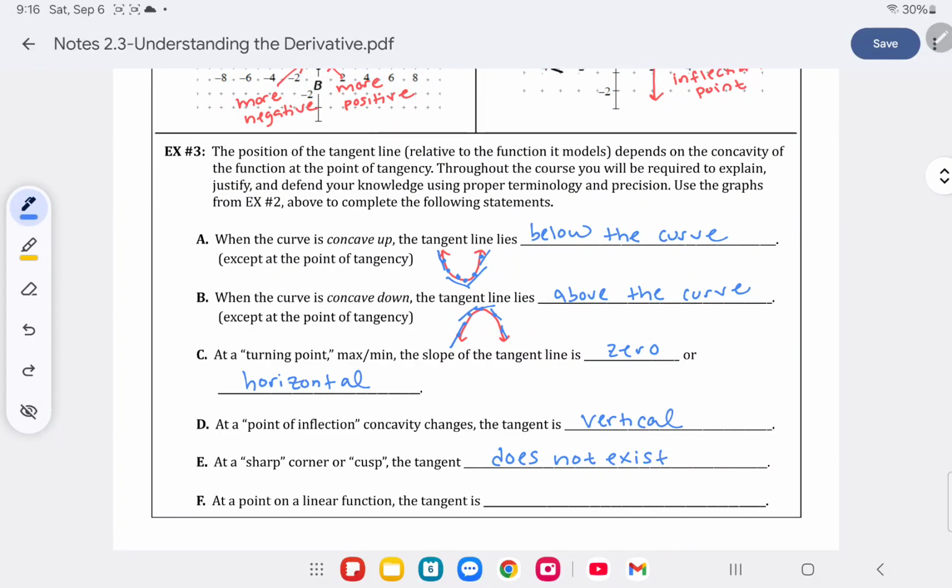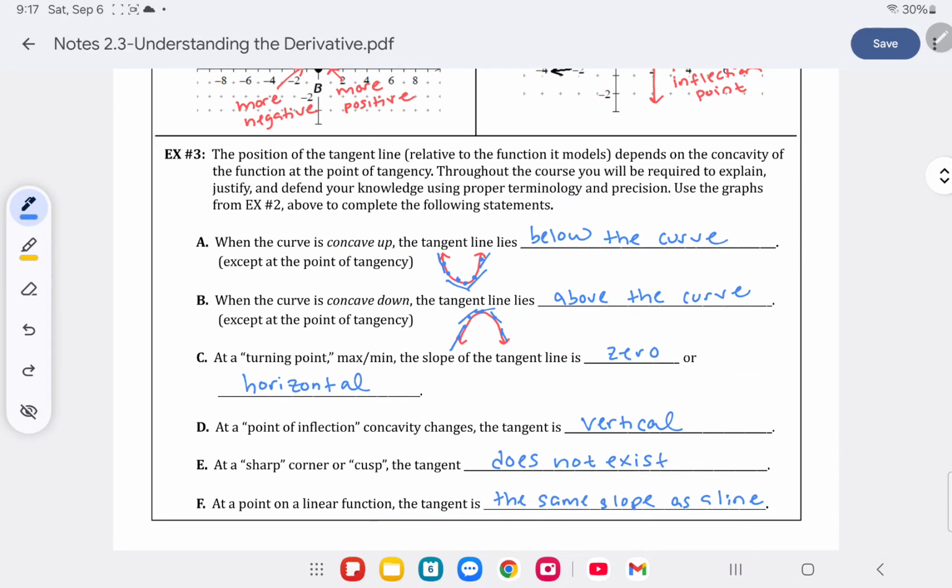At a point on a linear function, the slope of the tangent is the same slope as the line. For our absolute value function in box B, I said a line. I need to be more specific. It's the line, whatever the line is.